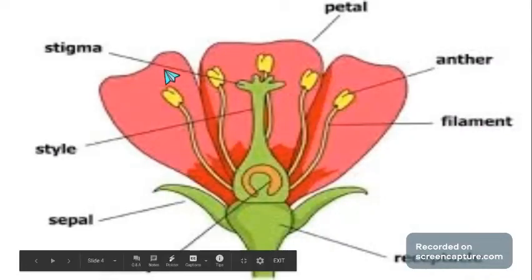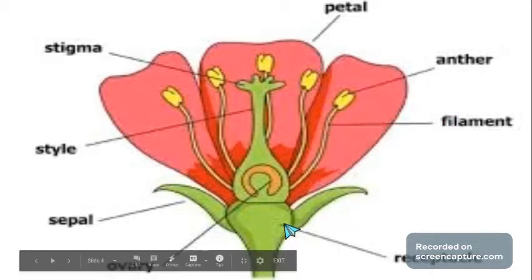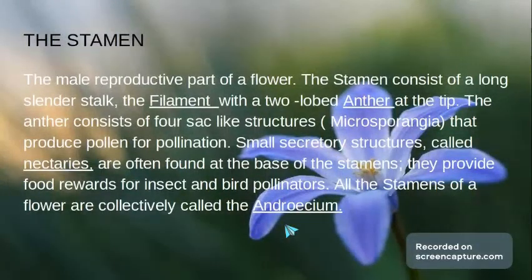Just wanted to show you a representation of what we're speaking about. So you have the stigma, the style, the sepal, the ovary, the petal, the anther, the filament, and the receptacle. The stamen. The male reproductive part of a flower.